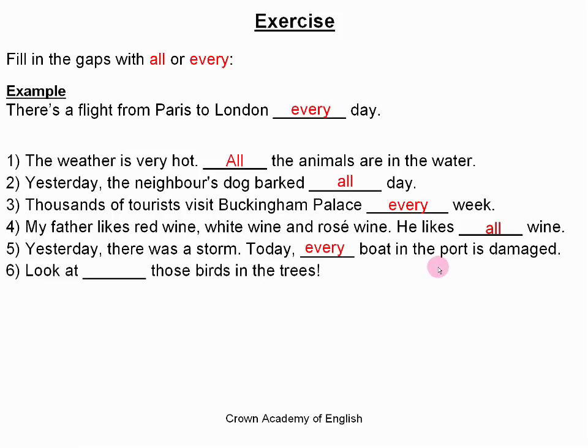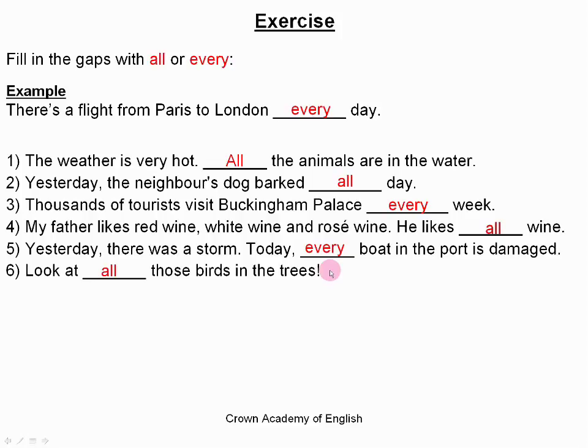Question 6. Look at all those birds in the trees. So it must be the word all, because, well, first of all, it's plural. And second, this is a demonstrative word. We saw that earlier. Because we are using the word those, then we cannot use the word every. So we must use the word all with the word those.